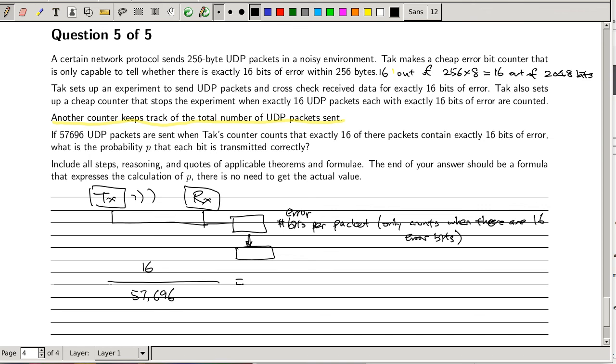So now we are saying that out of 248 bits, only 16 are erroneous. So what exactly are we talking about? We are talking about something like this. If P is the probability of transmitting or receiving a bit correctly, and Q is the probability of not receiving a bit correctly, or receiving it erroneously, then P plus Q is just 1, because you can either receive a bit correctly or you can receive a bit incorrectly.